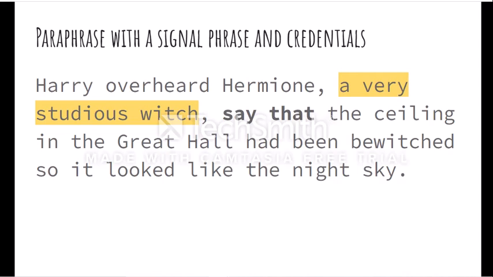Did you happen to notice the highlighted words, a very studious witch? Those are credentials. Credentials are basically how we show that our source is credible. That means how we show that our source knows what they're talking about. So if Hermione says to Harry that the ceiling in the Great Hall has been bewitched, so it looks like the night sky, why should we believe her? Does she really know what she's talking about?